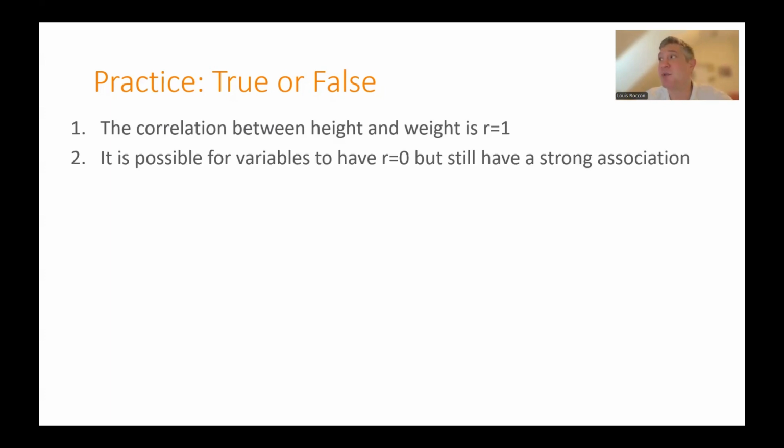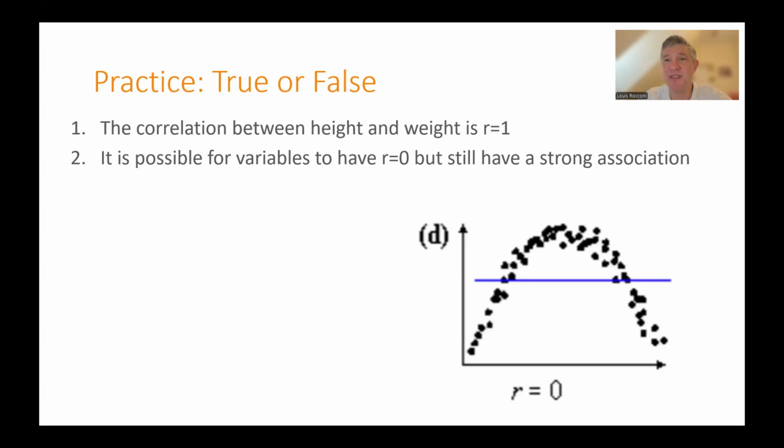It's possible for variables to have a correlation of zero but still have a strong association? This is kind of a tricky question. The answer is actually true. And this is a great example of that.